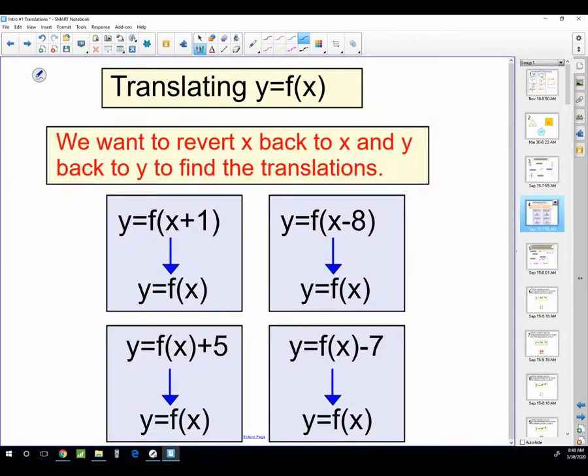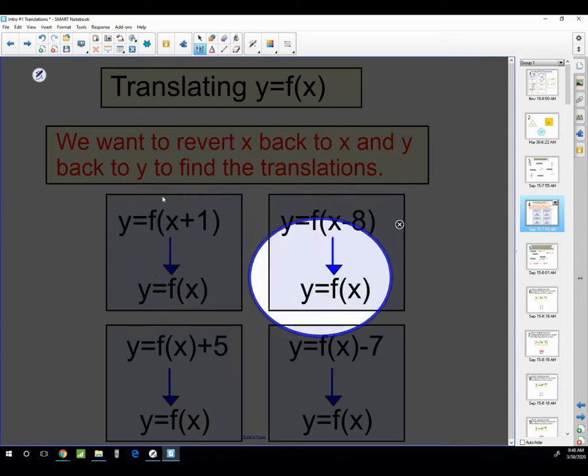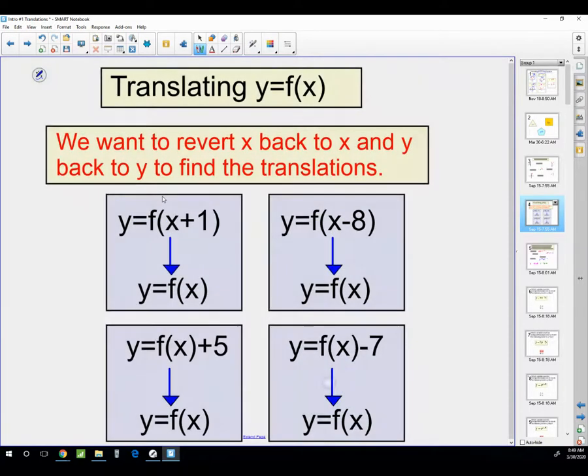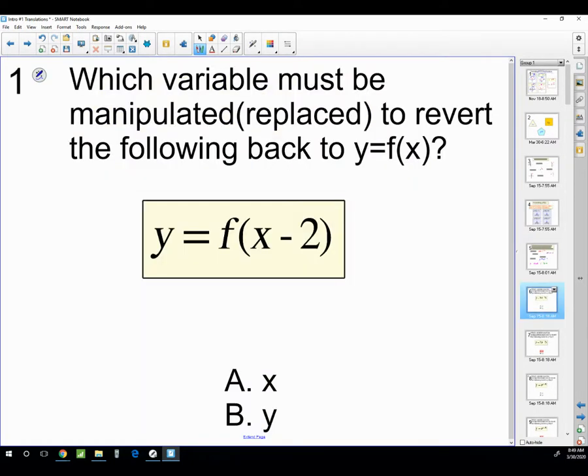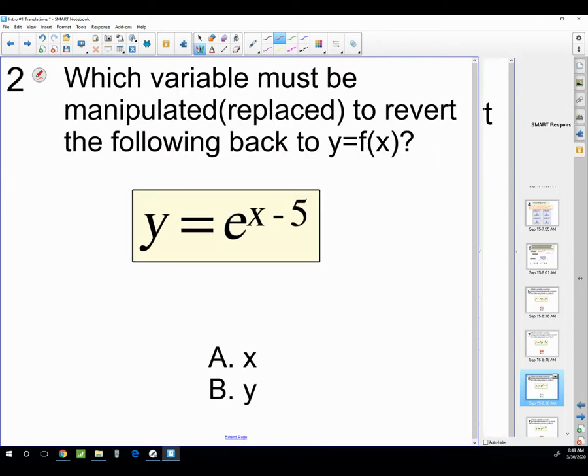We want to focus on what it would take to revert y equal f of x plus 1 back to y equal f of x. What would it take here? What would it take here? So we want to be able to identify, in a problem like this, what's been manipulated. Which variable must be manipulated to revert that back to y equal f of x. Well, clearly that's x. This 2 has been subtracted from x. And so let's play that game for a little while.